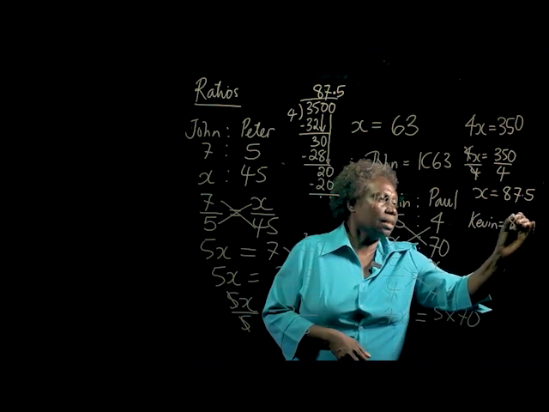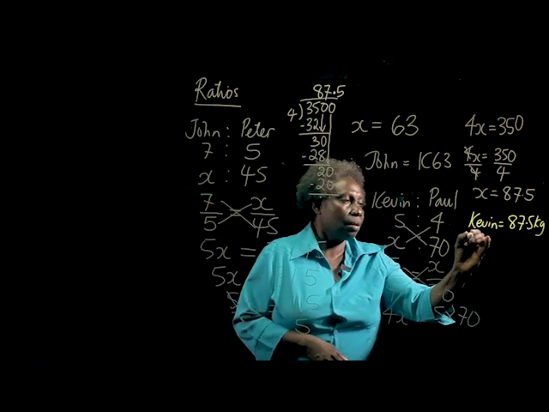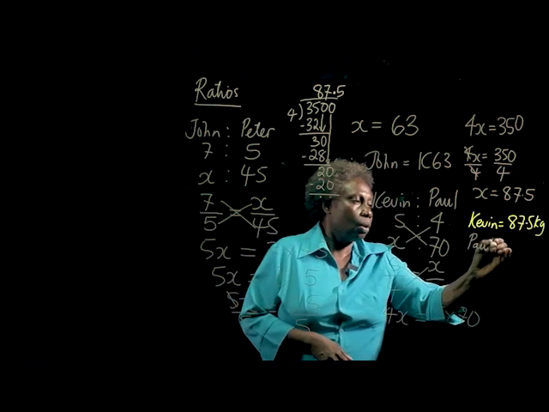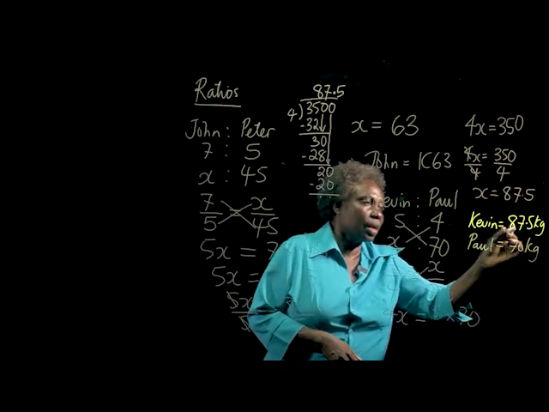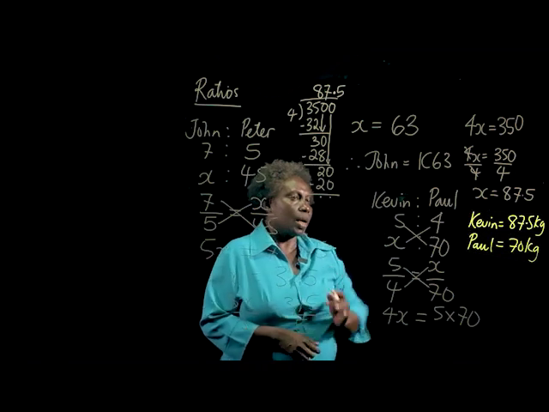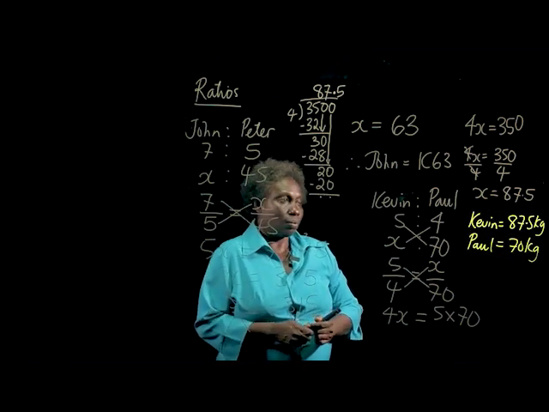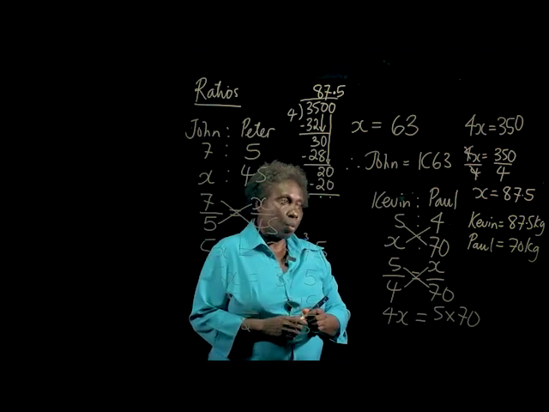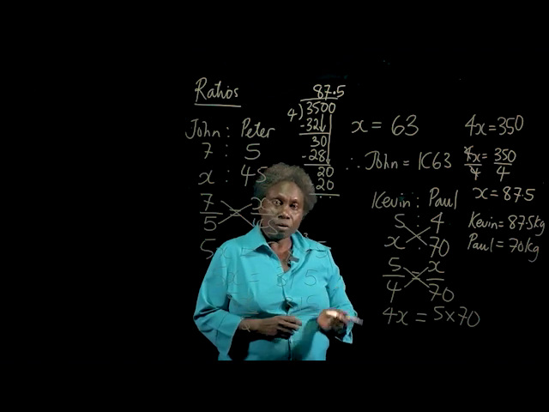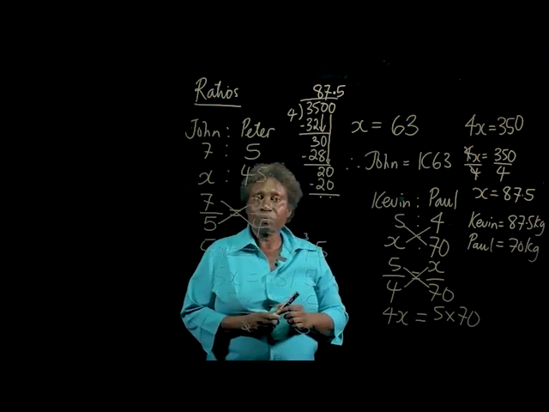So Kevin weighs 87.5 kilograms and Paul weighs 70 kilograms. So we can see that Kevin's weight is more than Paul's weight. Now, we have the last example on how to divide a quantity into a ratio.